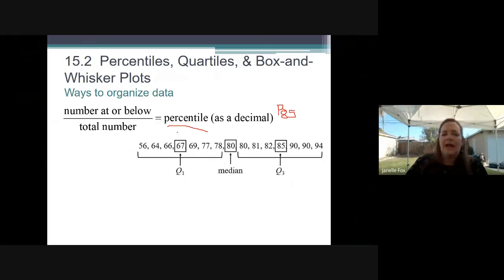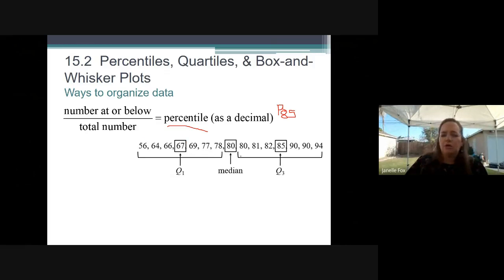We also talked about the important word median. What a median means is the middle term in a set of data, or the average between the two middle terms.